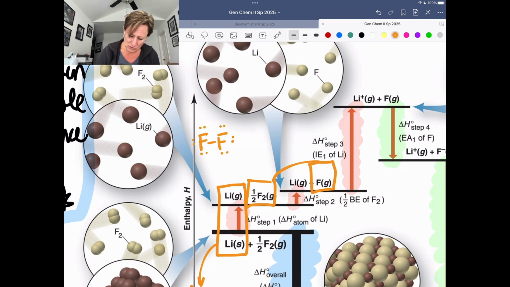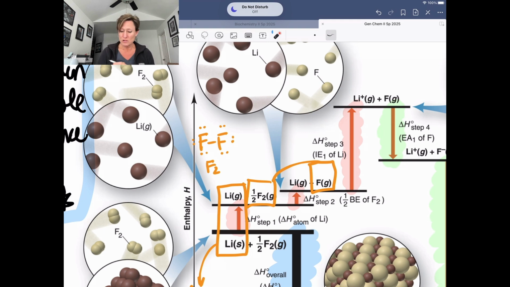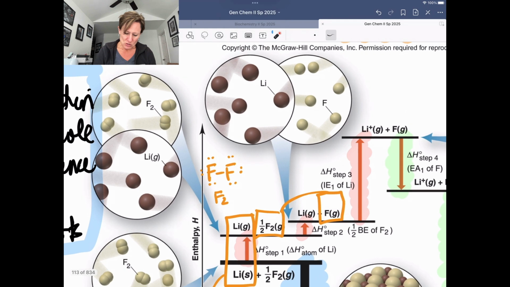Here's what fluorine gas looks like, F2. I need to break that fluorine-fluorine bond. So I'm going to take 2 fluorine atoms that are hooked together, and I'm going to generate fluorine atoms. Now notice, remember I started out with a 1/2 mole of this? So it's going to make 1 fluorine atom, okay? So I've got a whole bunch of diatomic fluorine, and I make it into atomic fluorine. Fluorine atoms is a gas. Now I've got each of my atoms that I want to build my ionic compound with as gaseous atoms.